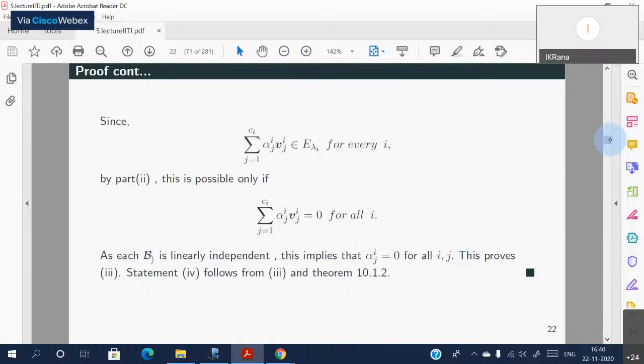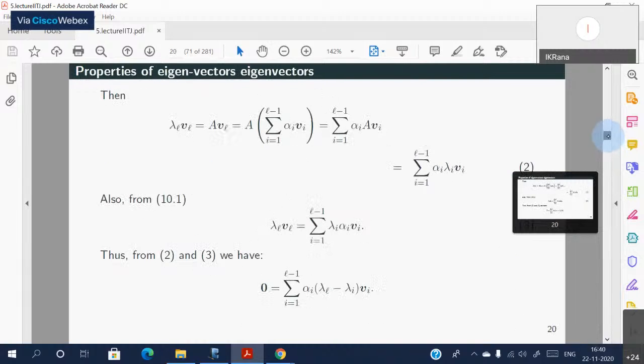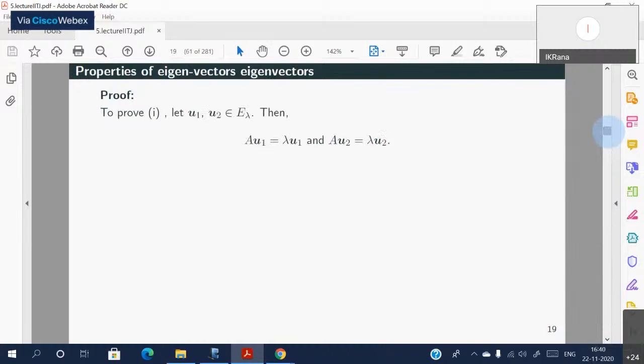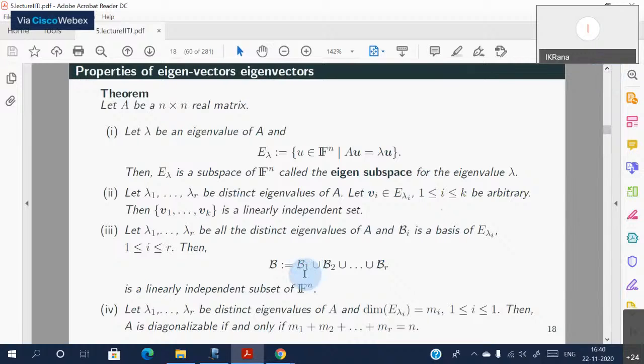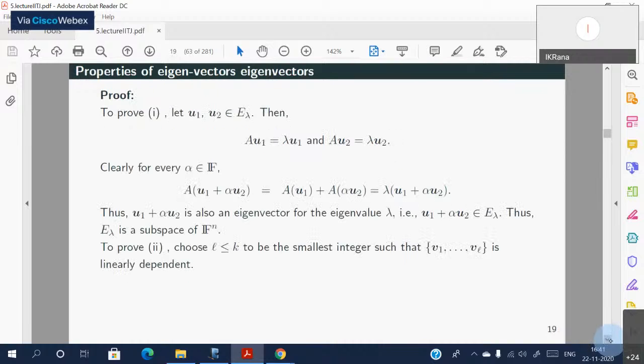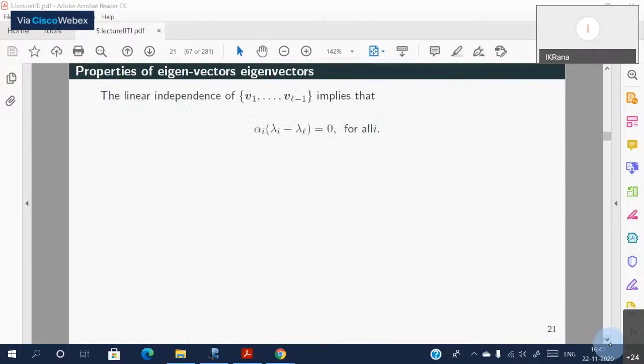As part 3, I'm slightly fast today because I want to reach a target. What I'm saying is the following: B1 is a linearly independent set, a basis for the eigen subspace of lambda 1, B2 for lambda 2, Br for lambda r. If you take the union of all of them, then that is a linearly independent set. Right, that is what we are saying.